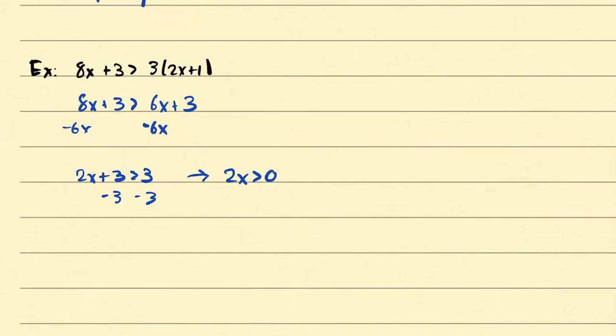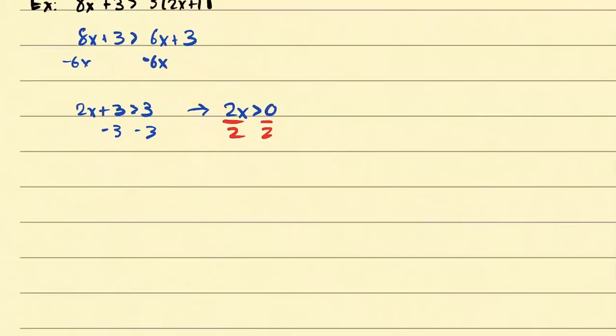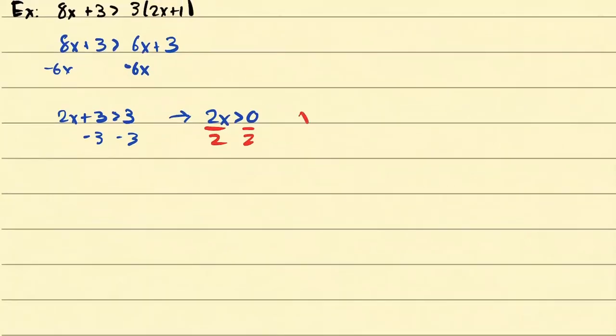We don't actually need to think that broadly, but I'm just trying to give you an intuition for how this works. I can divide both sides by 2 without switching the sign to get x must be greater than 0. And that's exactly what I said. x must be some positive number, a number greater than 0.